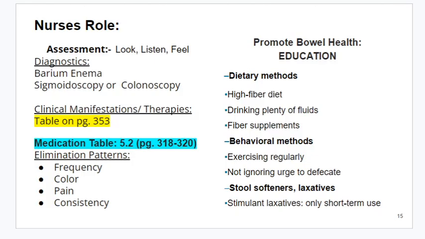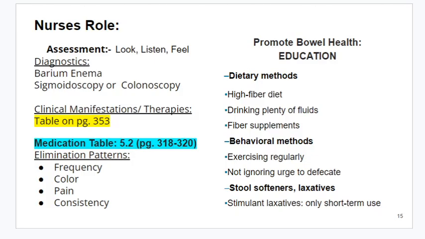Obviously, we can have some stool softeners and laxatives. Just remember, when we are talking in Cluck's World about stool softeners and laxatives, this is for short-term use only, to only provide temporary relief of passage of stool, but we don't want to use them every day or on a routine basis.